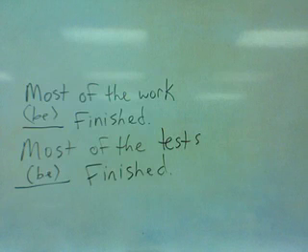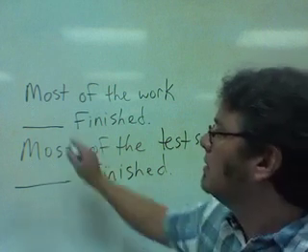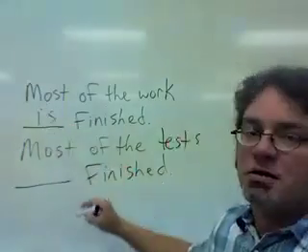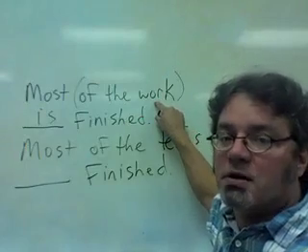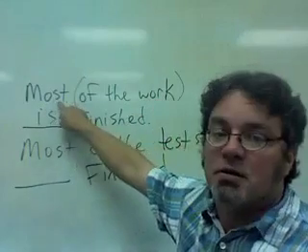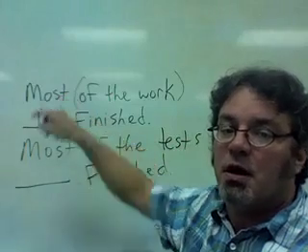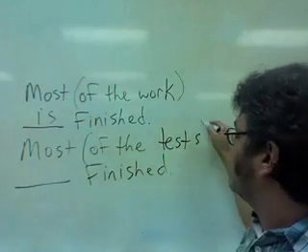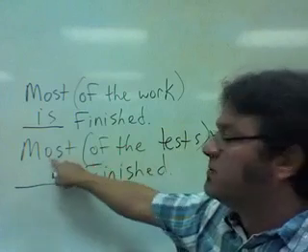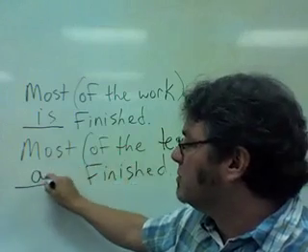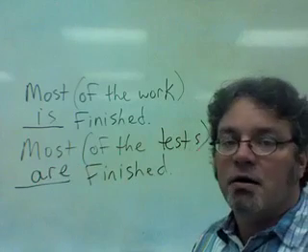These two sentences are in the present tense, and the main verb is be. Most of the work is finished. In this prepositional phrase, the word work is a non-count noun. It describes the subject most. And in this sentence, the prepositional phrase has a plural noun. It's a count noun, and it describes the word most. Here, you have to use the word are.